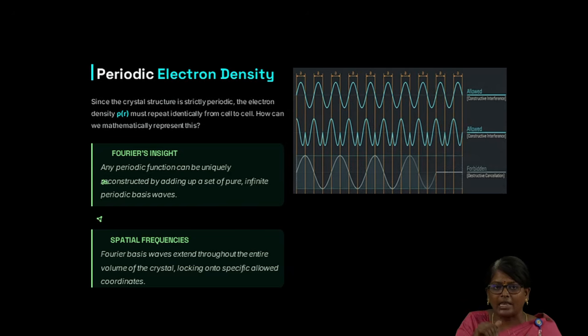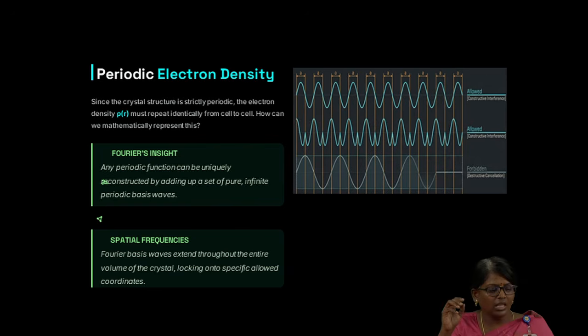Take the second wave. Here at all the positions a by 2, at 90 degree phase, the amplitude is 0. That means the wave is allowed. Now take the third case. Here at the position a by 2, at 90 degree phase, we have different amplitudes. That means that wave is not allowed. So for a particular sine or cosine component to be allowed in the Fourier series of the electron density, that sine wave must fit exactly into the crystal.